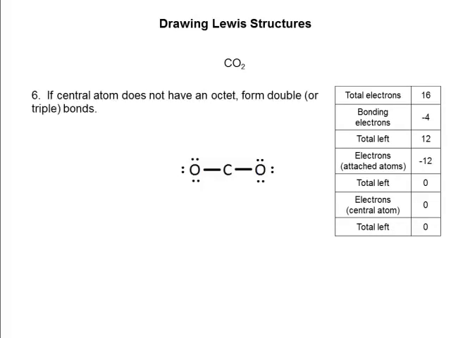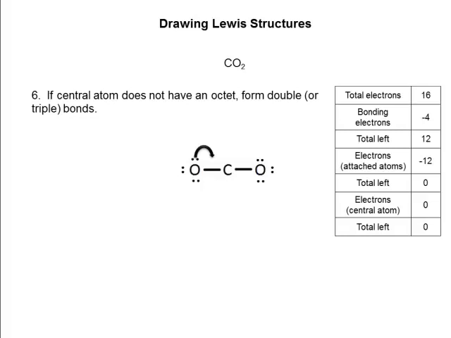All right, if the central atom does not have an octet, then we're going to form double or triple bonds. Well, if we look at that carbon, how many electrons does carbon have around it? Well, it has 4. So it doesn't have the octet. We now need to form double or triple bonds. Well, how do we do that? We don't have any more electrons left. We can't just draw lines. Those electrons have to come from somewhere. So what we're going to do is we're going to pull electrons from those external atoms.